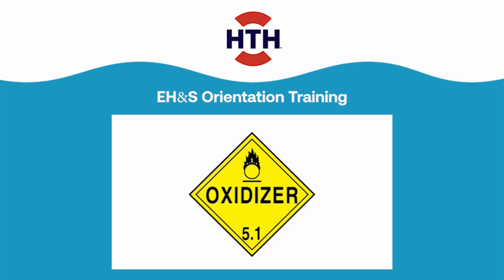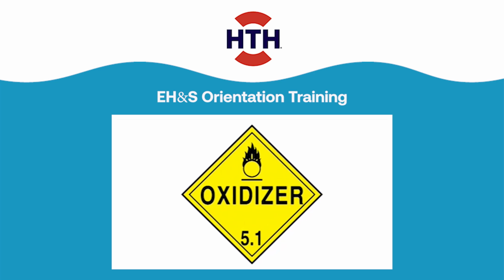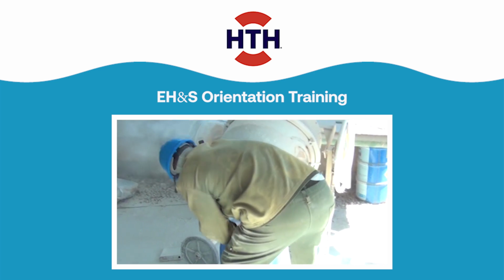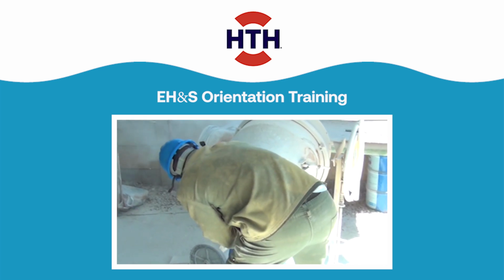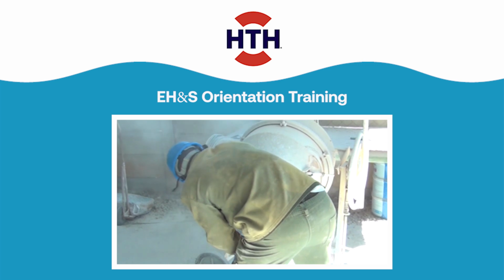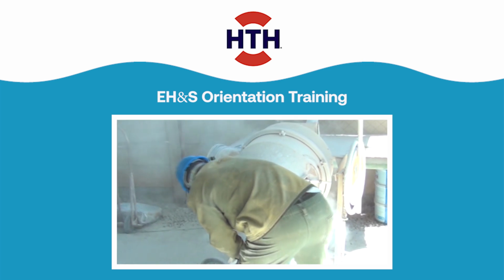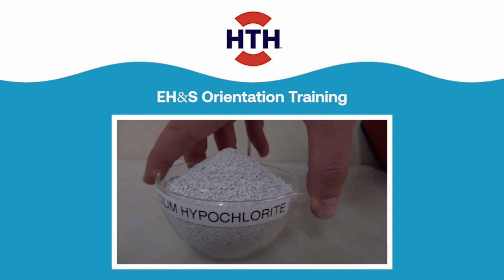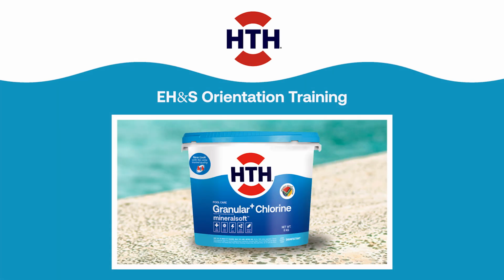Class 5.1, oxidizers. These, although not necessarily flammable themselves, can produce large amounts of oxygen, increasing the risk and intensity of fire in other materials. Example on site, calcium hypochlorite. Uses: swimming pool chlorine, HTH, cotton and linen bleaching powder.